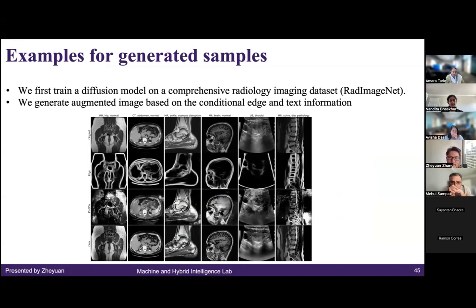At the first step, after aligning this edge as a condition for the Stable Diffusion training, we can get an image like this. The first row is the original image with its conditional text, and the second row is the edge. And the last one is our generated samples.